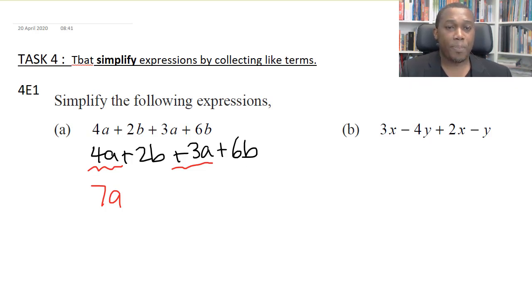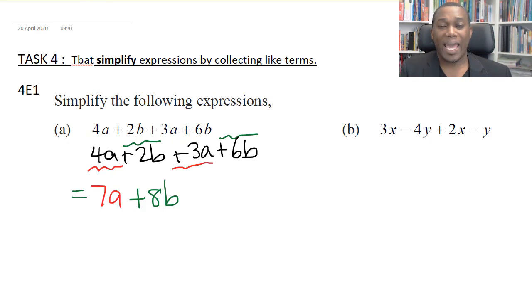Right, the other bit, let's look. I have 2B plus 6B. Note I'm just color coding and just matching everything up. I have 2 B's and 6 B's. In total, that means I have 8 B's. So 7A plus 8B is my final answer when I simplify. Didn't need to write down that equal sign. I was just writing down the expression.